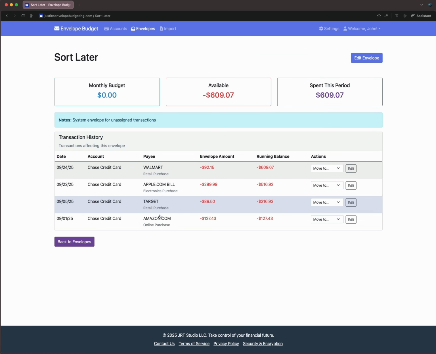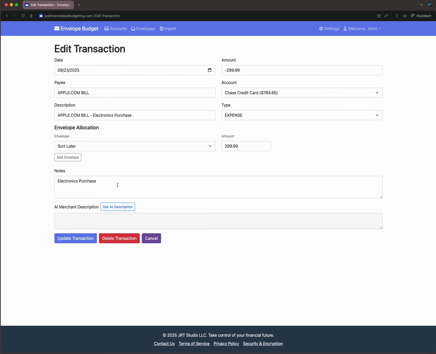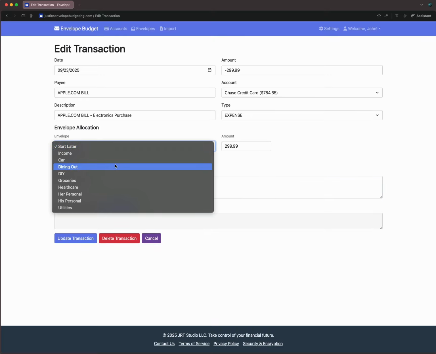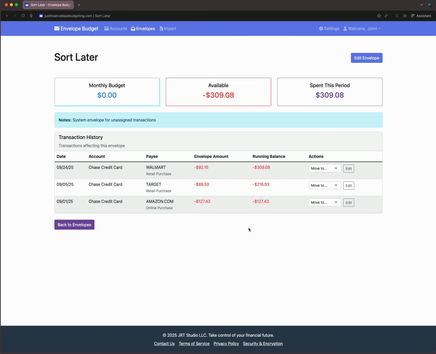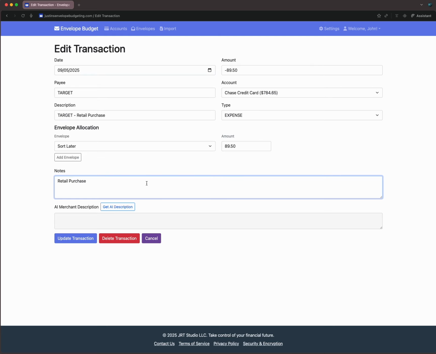And now let's go back to sort later. So this Apple, it was an electronics purchase. But let's say he bought, I don't know, what did he buy? He bought an iPod, because it's not 2025. Right. He bought an iPod, so it goes in his personal, and we'll update the envelope. And this Target purchase, retail purchase. So she bought new yoga pants, right?